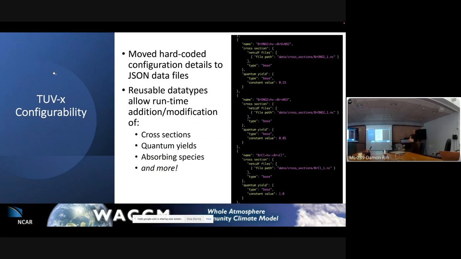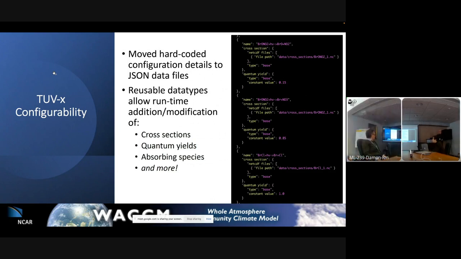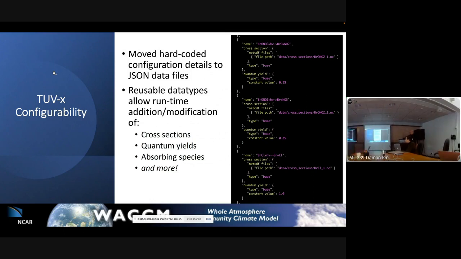This is just an example of the information that has been put in these JSON files. On the right are cross sections and quantum yields. If it's a simple reaction with a molecule that's already in the database, you could play around with it. You could switch it in or out. If it has complicated temperature or pressure dependence, then you have to go to the source code and work on that. But if you just want to change the quantum yield or something like that, you can do it at runtime. So I think this is going to be really nice for a lot of users going forward.